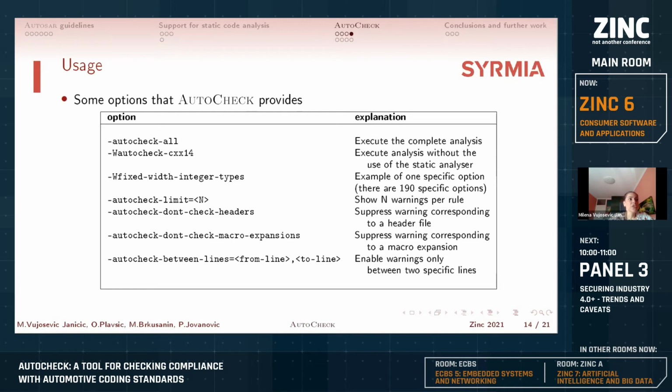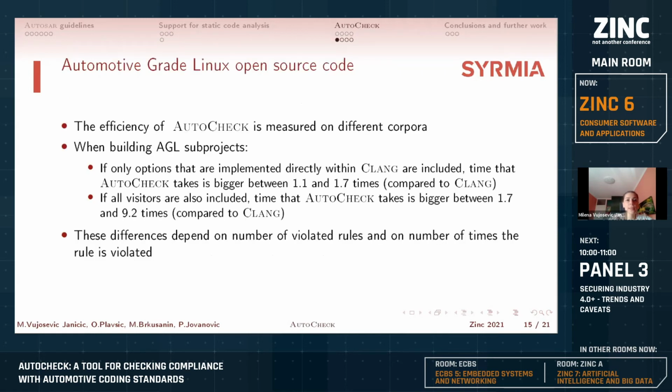So the efficiency of AutoCheck is measured on different corpora, including sub-projects of the already mentioned Automotive Grade Linux project. If you can go to the next slide, please. And the results show that compared to the compiler, the analysis can take at most 9 times longer. More precisely, these differences depend on the number of violated rules and the number of times the rule is violated.